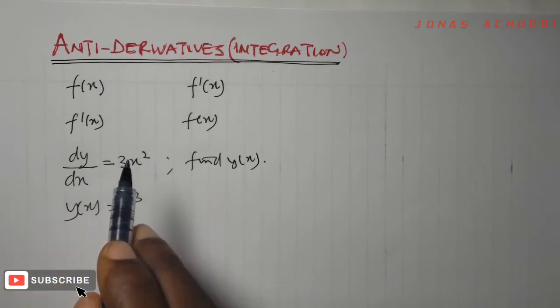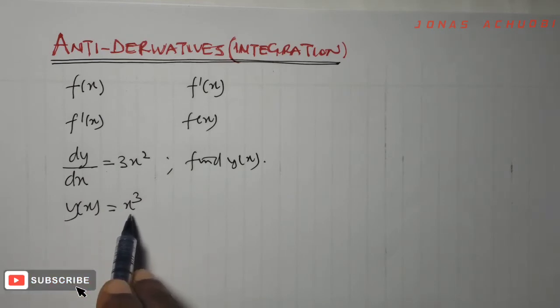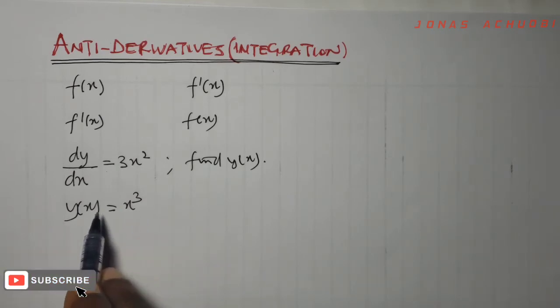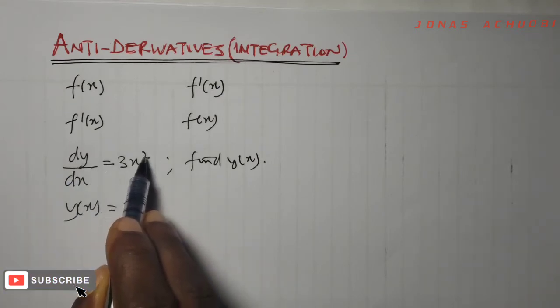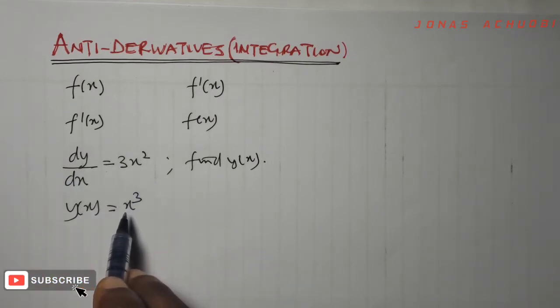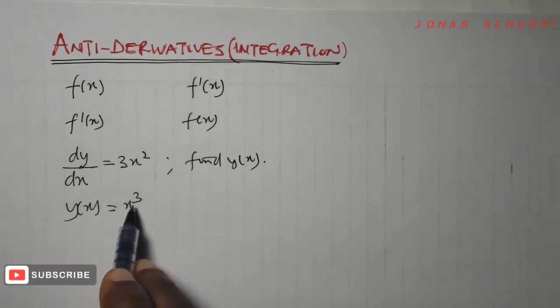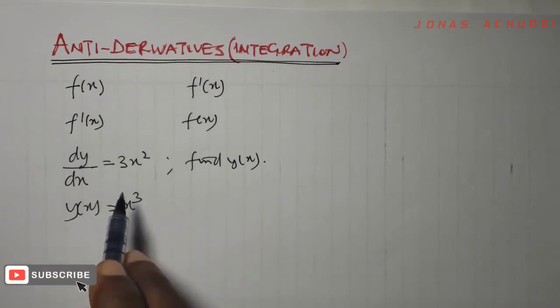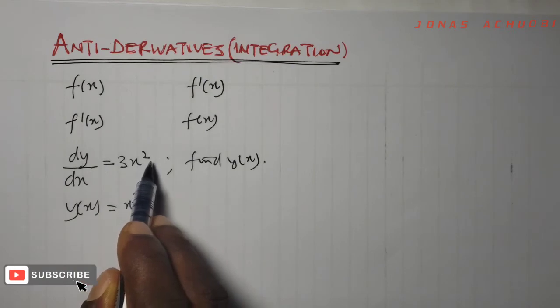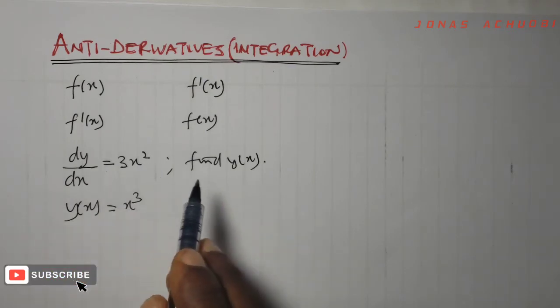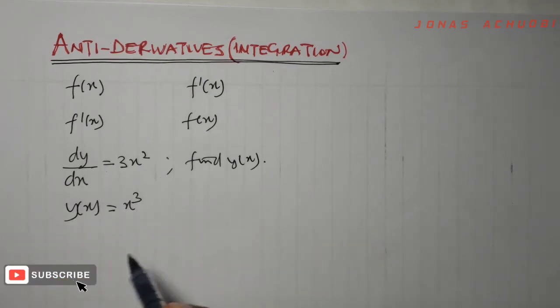And in this case, we know that if y of x is equal to x cubed, then the derivative of x cubed, which is dy dx, is nothing but what? 3x squared. So we say once again that the antiderivative of this function 3x squared is what? x cubed. And we say on the other hand that the derivative of the function x cubed is what? 3x squared. So this shows us that what? Antiderivative is nothing but the reverse process of derivative.